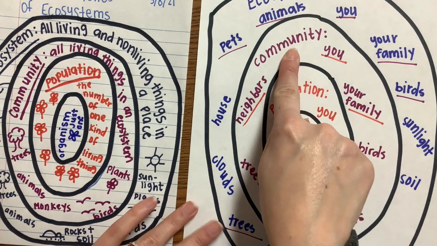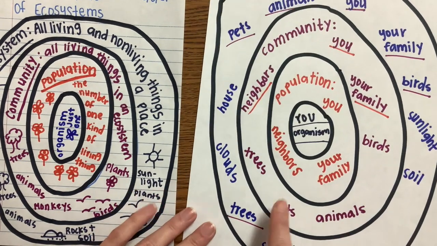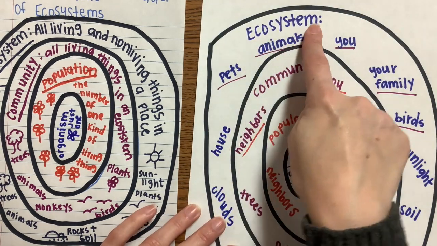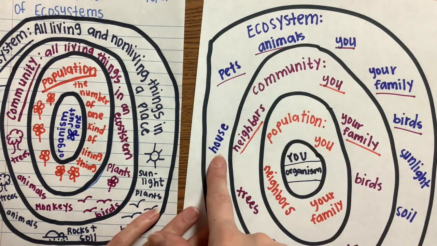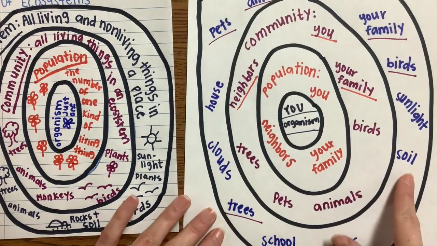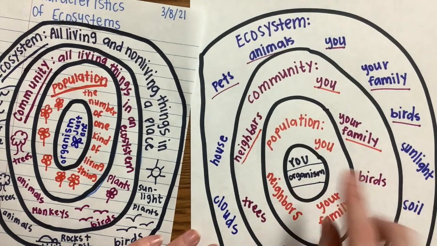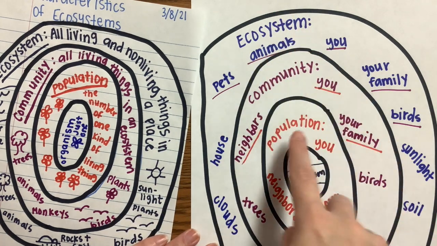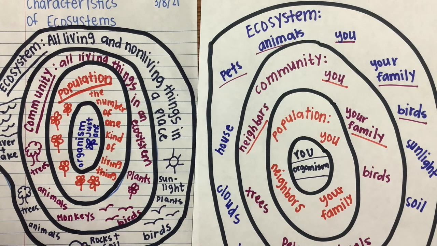Then community, all of the living things in your ecosystem. You, your family, birds, animals, pets, trees, neighbors. We can add way more. And then the ecosystem is all the living and non-living things. Animals, your family, your house, sunlight, birds, soil, clouds, trees, school, cars. So, organism, population, community, ecosystem. Ecosystem, community, population, organism. I hope that made it a little bit more clear. Now get ready for your activity.